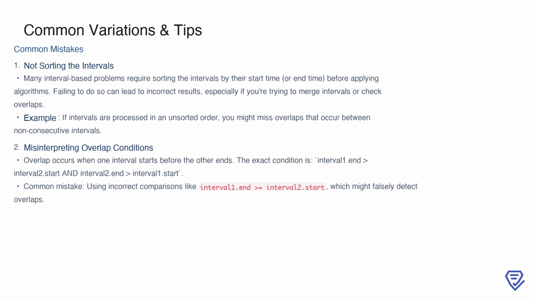Another frequent mistake is misinterpreting the condition for overlap. It's important to remember that two intervals overlap if one starts before the other ends, and vice versa. The proper condition is checking if interval 1's end is greater than interval 2's start, and interval 2's end is greater than interval 1's start. Using conditions like greater than or equal to could lead to false positives, especially when intervals just touch but don't actually overlap. These errors can lead to subtle bugs, so being precise with both sorting and overlap conditions is critical in implementation.